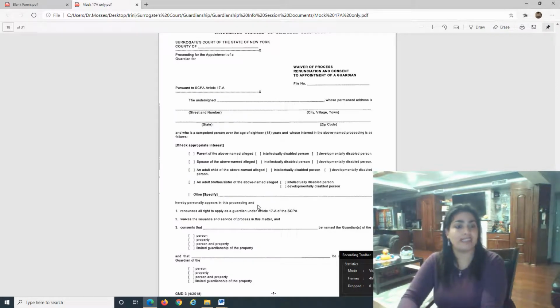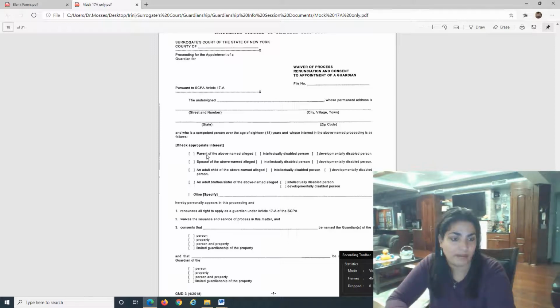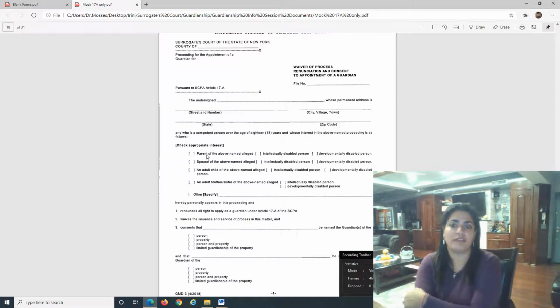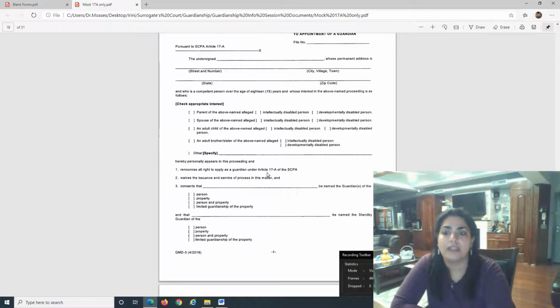If you have one parent asking to become the guardian and the other parent has not been in that person's life, maybe they're also filling this out, consenting to mom becoming the guardian. They're the father or the mother, but they're not going to become a guardian. They don't want to be a guardian, but they would still have to fill this out as the parent of the person. If they're the spouse, adult child, sibling, whatever that relationship is, they would have to fill this out.